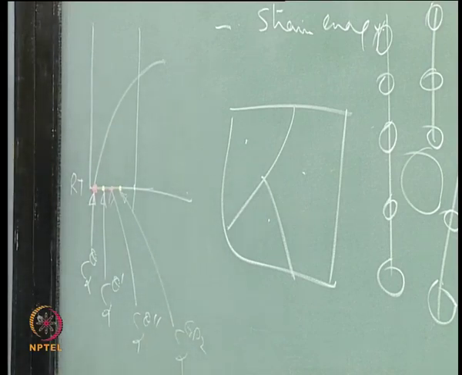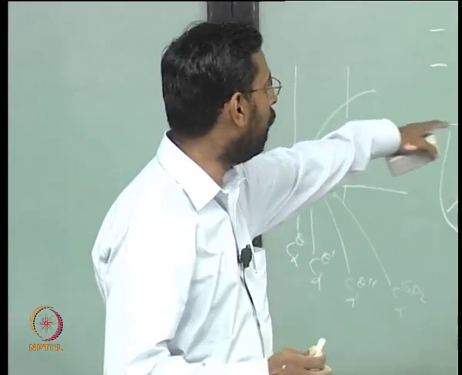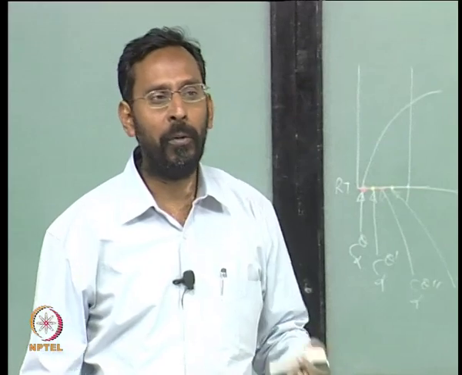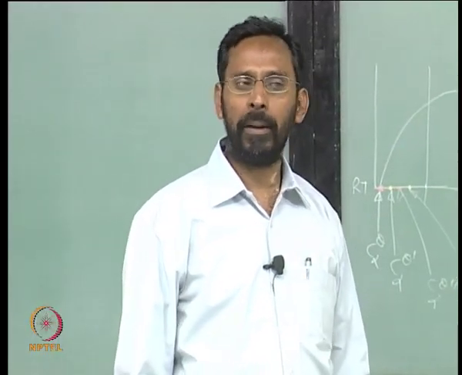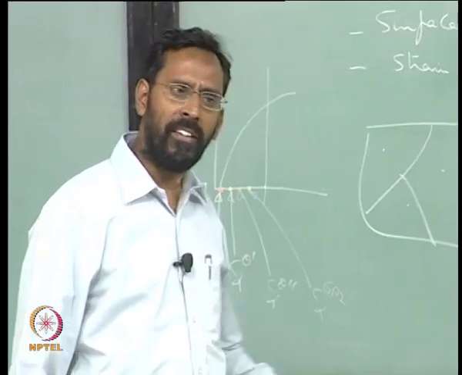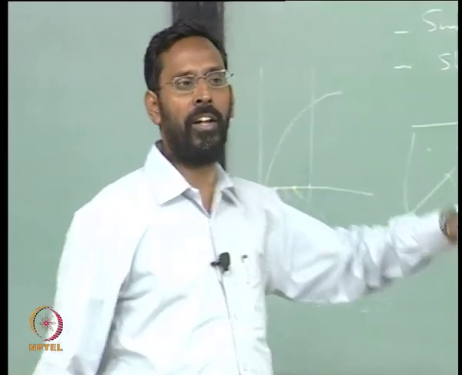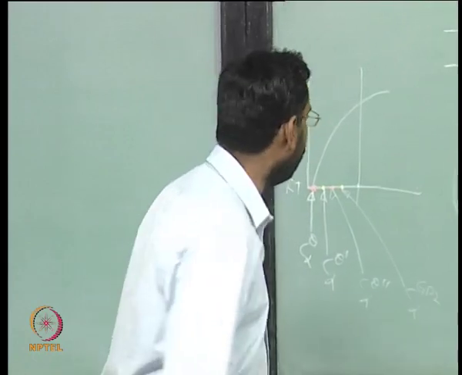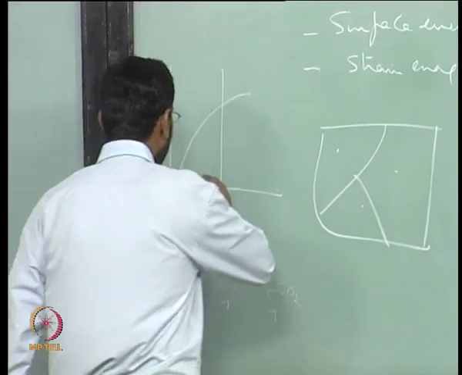Now if I do this exercise at different temperatures, these all being done at one temperature, what will happen? At each temperature I will have these common tangents. At each temperature I will be able to generate these 4 points, and then that will lead you to different curves.